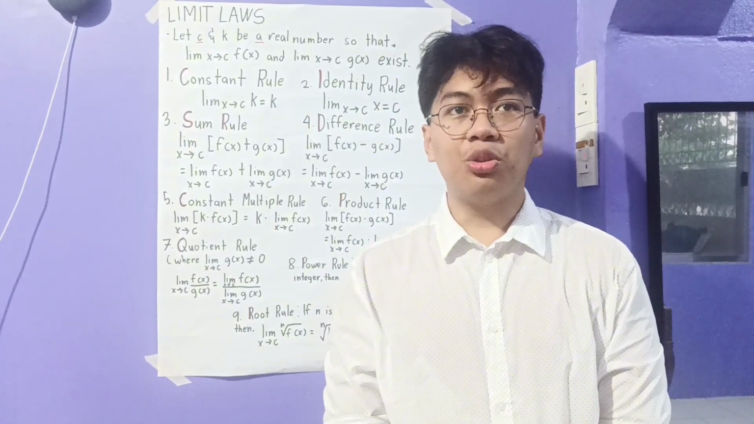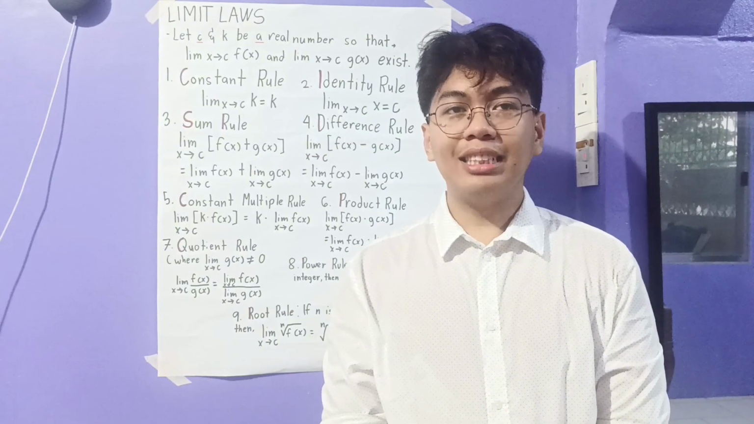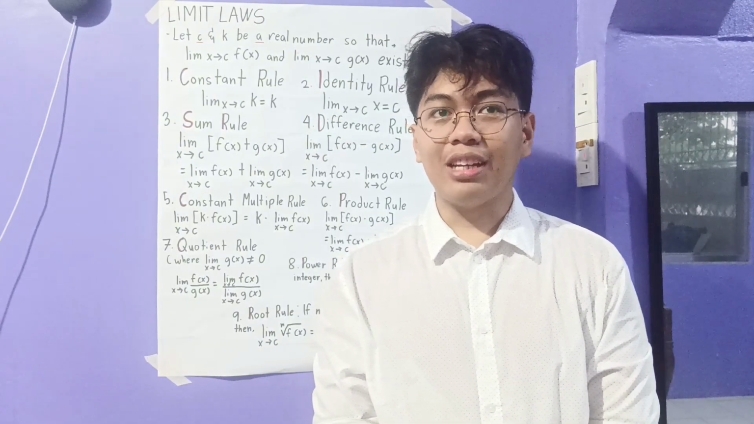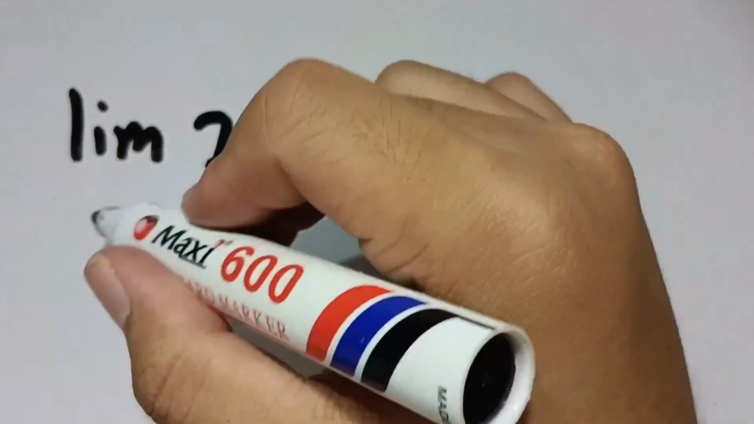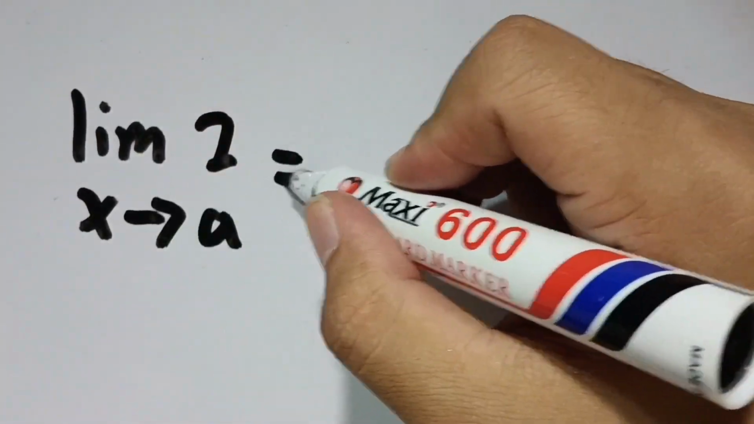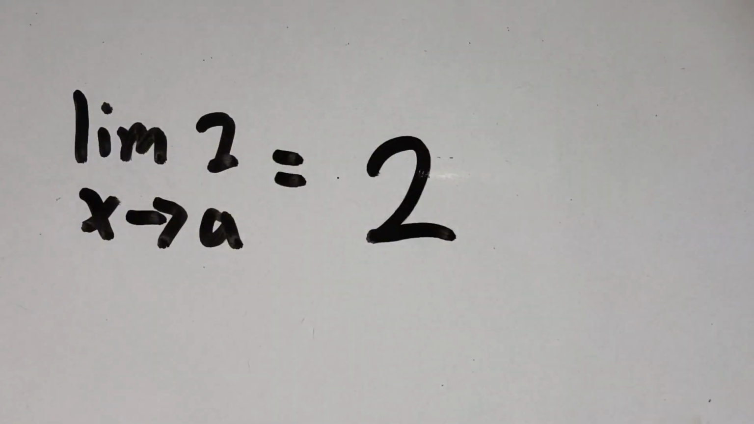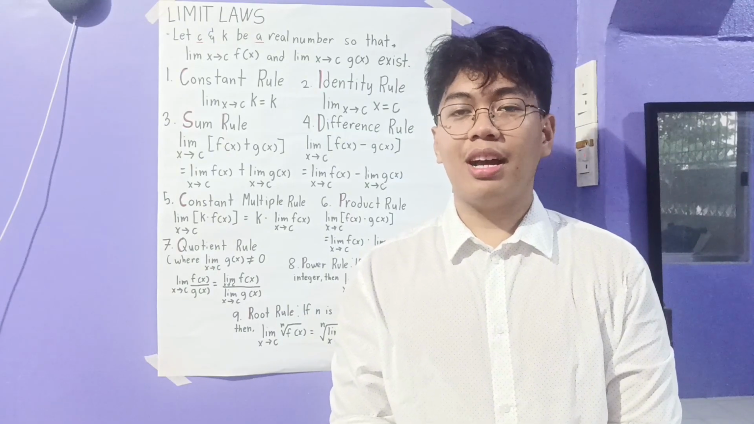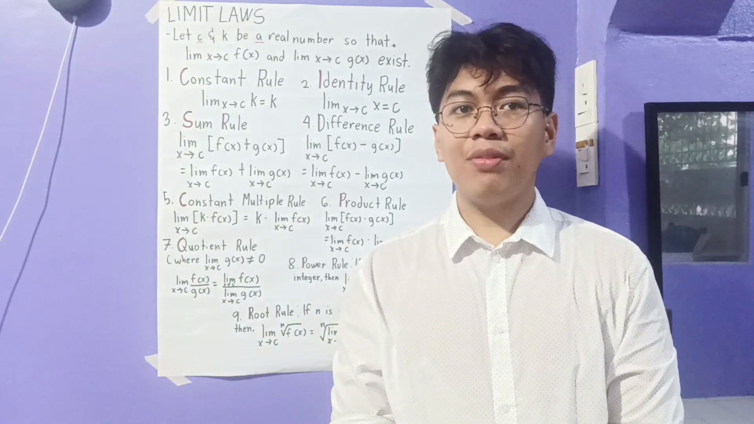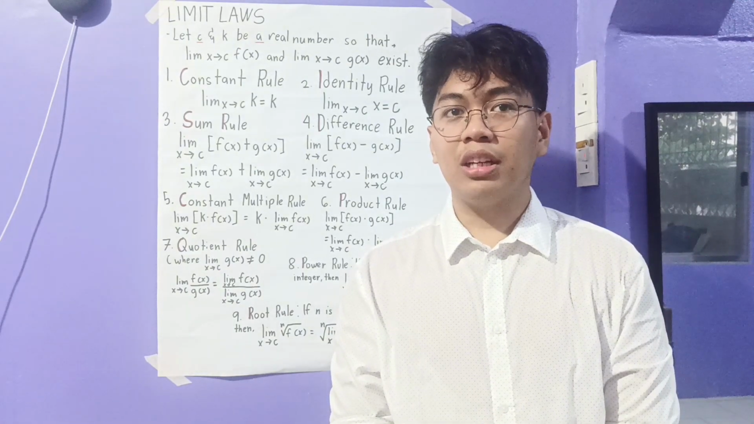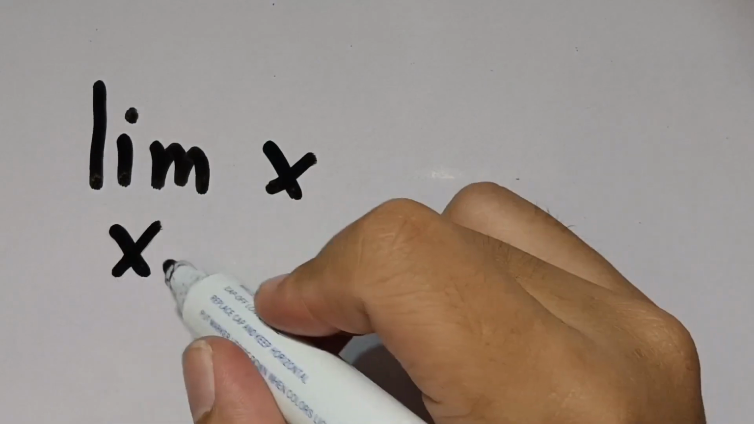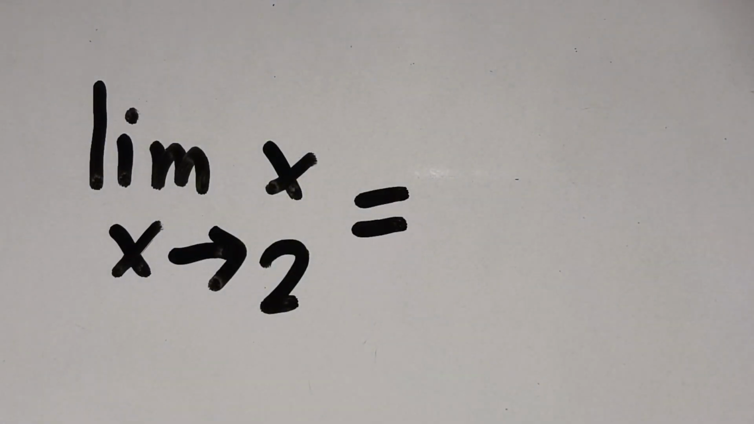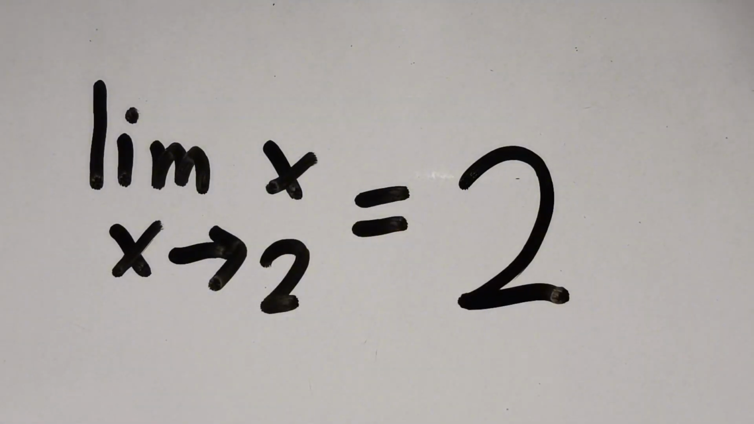First is the constant rule. The limit of k as x approaches c is equal to k. So ito ang ating halimbawa. The limit of 2 as x approaches a will equal 2. Number 2, identity rule. The limit of x as x approaches c is equal to c. So the limit of x as x approaches 2 will equal 2.